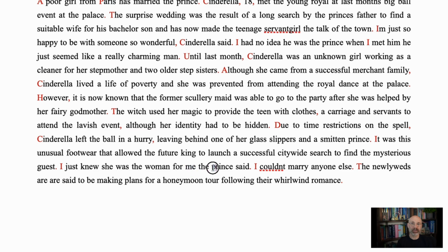The final comma in the story comes after another quotation and before the prince said. We did this earlier up here, so I won't repeat the explanation.